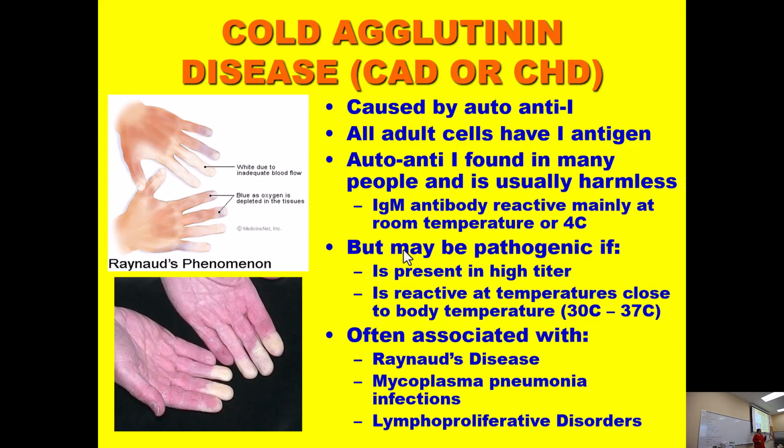However, it becomes problematic and pathogenic if it's present in a really high titer, they have a lot of it, or it becomes reactive in warmer temperatures. So if it's reactive closer to 30 to 37 degrees, now we have problems, especially in Wisconsin, right? How often are our hands not in gloves? How often do we not have earmuffs or hats on? I hate hats, I hate earmuffs, so most of the time in the wintertime my ears are open. And I know I'm not alone in that. So that becomes a problem in Wisconsin. Oftentimes we see this associated with Raynaud's, mycoplasma pneumonia infections, and lymphoproliferative disorders.